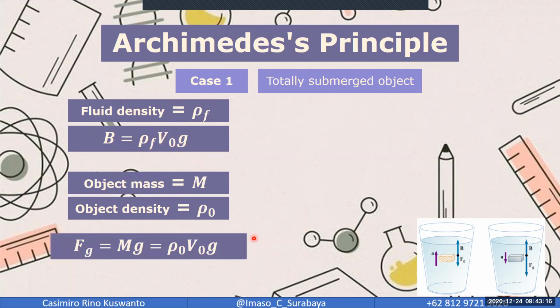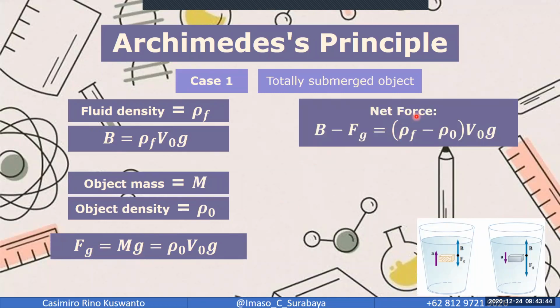And then we can find the weight force, Fg, of the object, which is simply M times gravity. By the density definition before, we can find M from rho 0 times V0. If we compute the B value and Fg value, we get the net force, which takes the form of this equation.